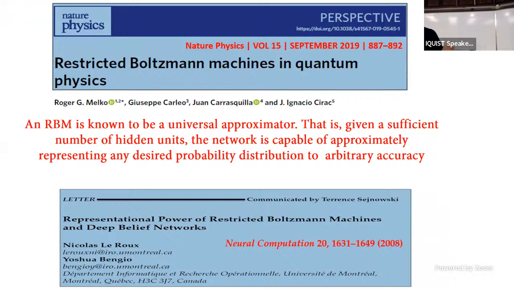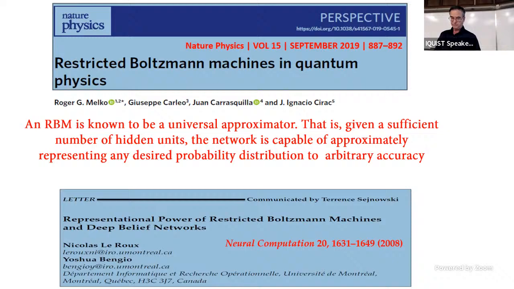Okay, so you ask, what is unique? We have so many different models of quantum machine learning. What is so unique about the Boltzmann machine? I will mention two important properties. First of all, in this perspective in Nature Physics, they discuss in detail the properties of this restricted Boltzmann machine. But what is relevant to us is that they show this machine is a universal approximator for any distribution. Given a sufficient number of hidden units, the network is capable of approximating or representing any desired probability distribution. It's extremely important to have a systematic way to represent any distribution in the system. And of course, they took this from an earlier mathematically rigorous proof from 2008. They refer to this paper, and in this paper they show that it is a universal approximator for any distribution.